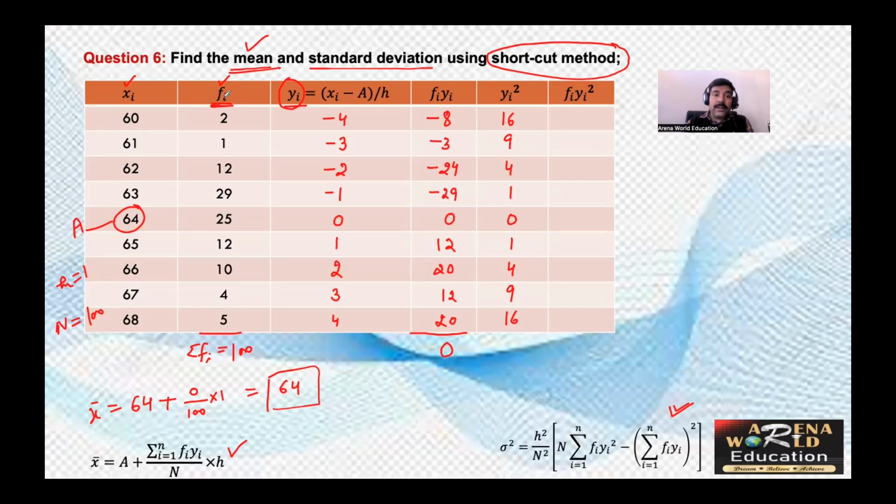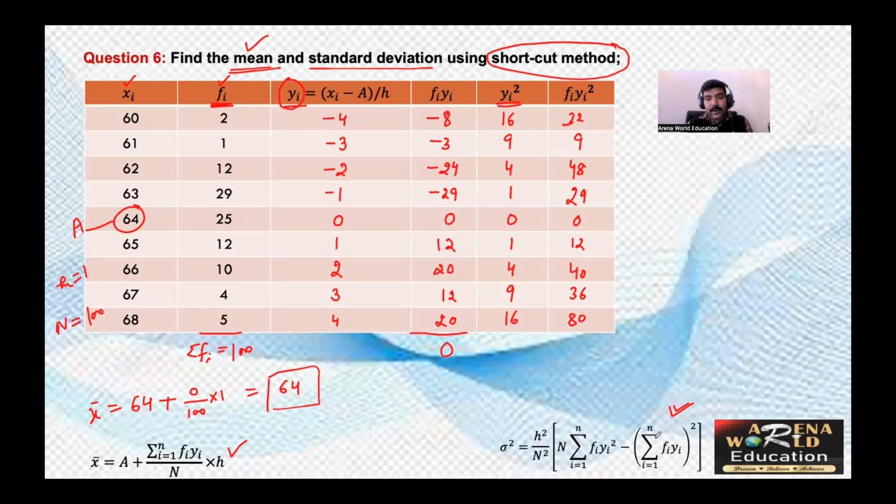That means we have to multiply each fi with yi square. So 2 into 16 will be 32. 1 into 9 will be 9. 12 into 4 will be 48. 29 into 1 will be simply 29. 25 into 0 is 0. 12 into 1 is 12. 10 into 4 will be 40. 4 into 9 will be 36. And 5 into 16 will be 80.